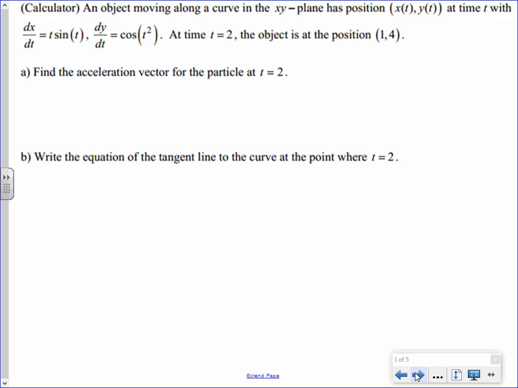An object moving along a curve has the position x of t, y of t at time t with dx/dt is t sine of t. Write it down. dx/dt is t sine of t. dy/dt is cosine of t squared. At time t equals 2, the position is (1, 4).